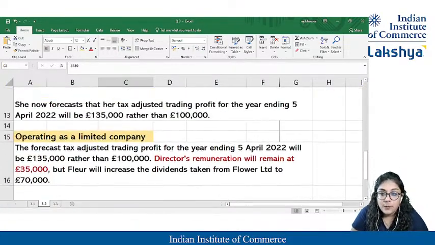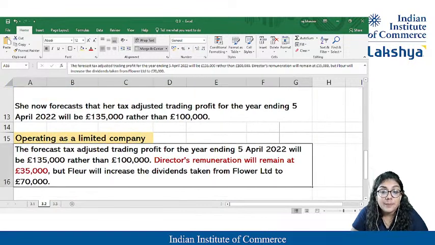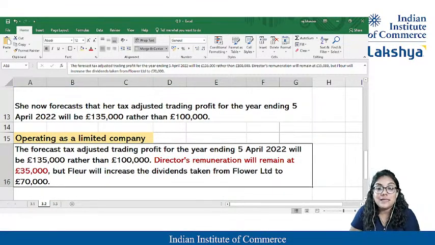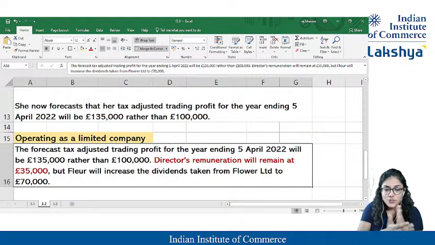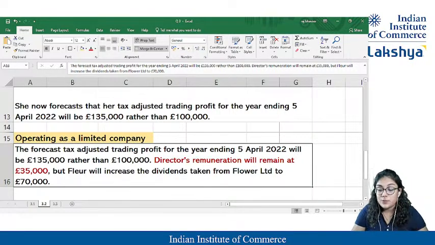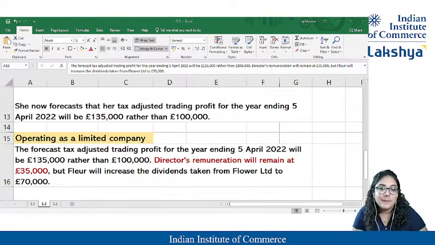What have they asked us now in the question for operating as a limited company? If I'm operating as a limited company, the forecast of the profit has been changed. Now it is not 1 lakh, it's 135. Because of the change, I have to book some extra income. But students, if it is a company, we know there are two types of income there: non-savings, and there could be some dividends or savings also. Over here, the director's remuneration will be as it is, so there will be no change in those amounts.